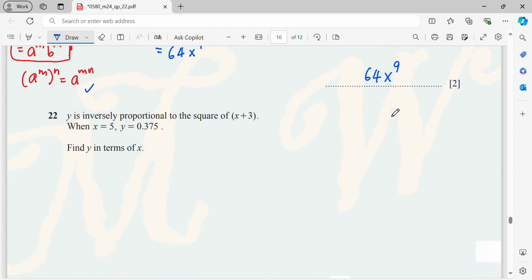Question 22. Y is inversely proportional to the square of x plus 3. When x is 5, y is 0.375. Find y in terms of x. So y is inversely proportional, which means 1 over x plus 3 here. Now, when you need to change the proportional sign into an equal sign, you need to multiply with k.